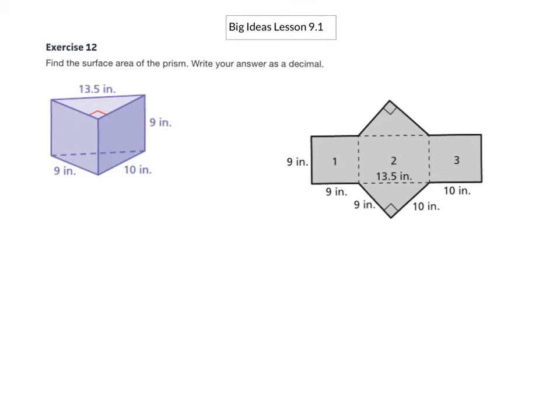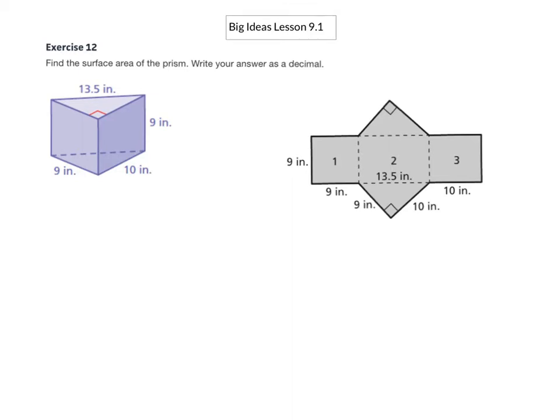So for problem 12, you can see I have a diagram of what the net would look like. It is very, very helpful to draw the net, even if you don't get it perfect, when you're trying to calculate surface area of these prisms.